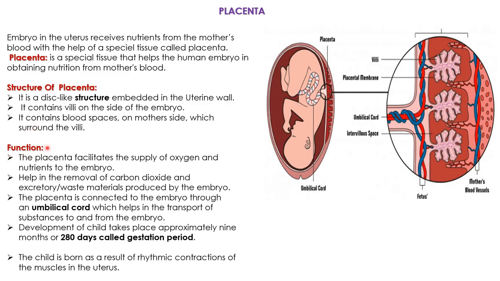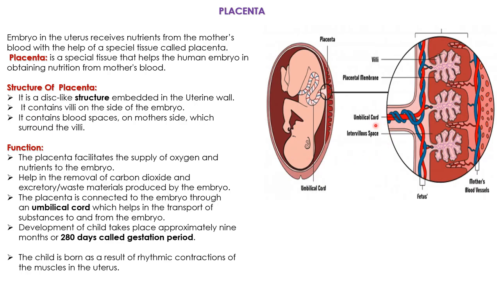Here, let's see the function. The placenta facilitates the supply of oxygen and nutrients to the embryo. So the mother's blood will supply nutrients and oxygen to the embryo. It also helps in the removal of carbon dioxide and excretory waste material produced by the embryo. Now the embryo, as you can see here, is a fully grown fetus. It's no more an embryo, right?